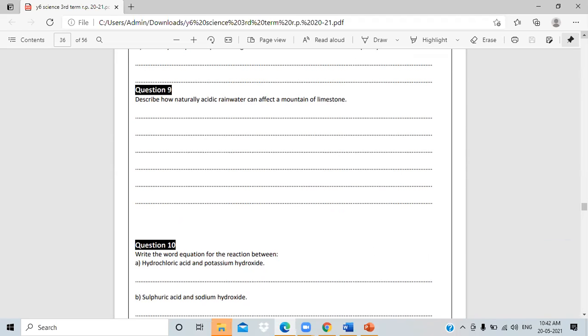So if you have a mountain of limestone, what is limestone, guys? Limestone is made of what? Do you remember the lime? What is the scientific name or chemical name of the lime? You can flip some pages behind.